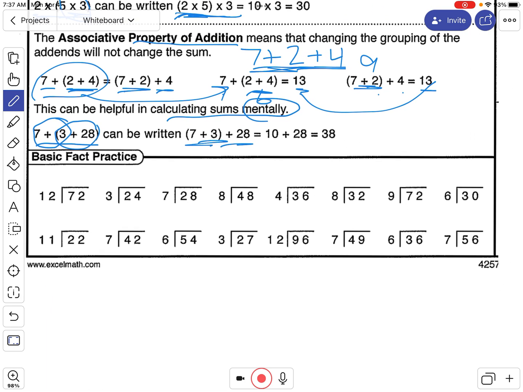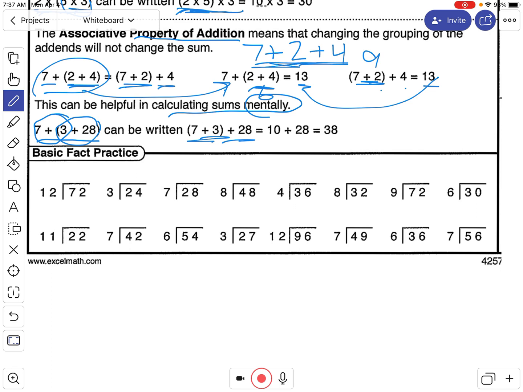All right, hopefully you understood all that, and do the division facts now. Pause the video, turn it back on when you're done.